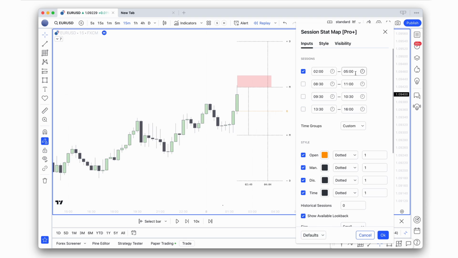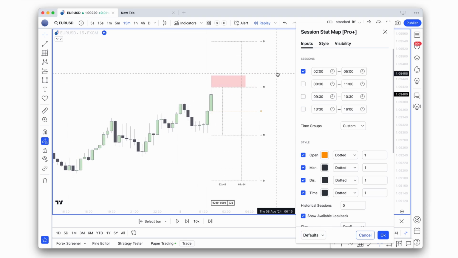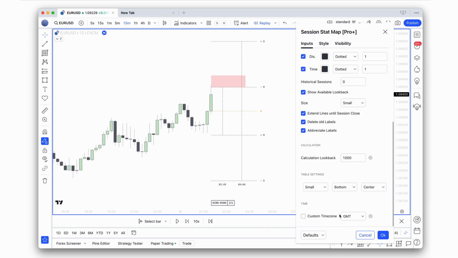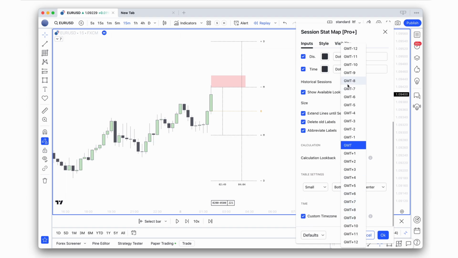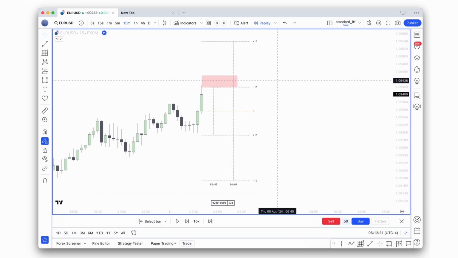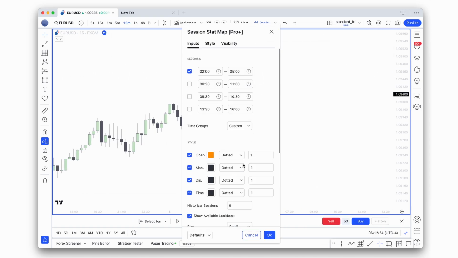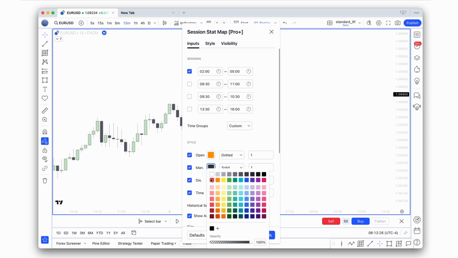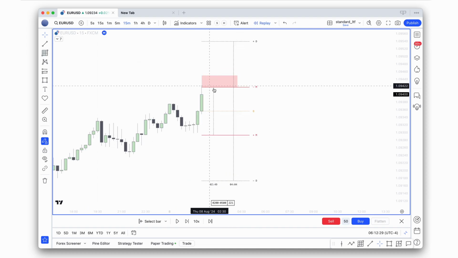In this case, it's 2 to 5 for London. That's the London kill zone. The times are in New York time zone, but if you want to change it, you can also do a custom time zone to whatever you like. But let's use this level because that's the default. As you can see, once again, we reached the manipulation level. That means on bearish sessions, we expect the high of the session to form around this level. In this case, it's 1094. Let's see what happens.